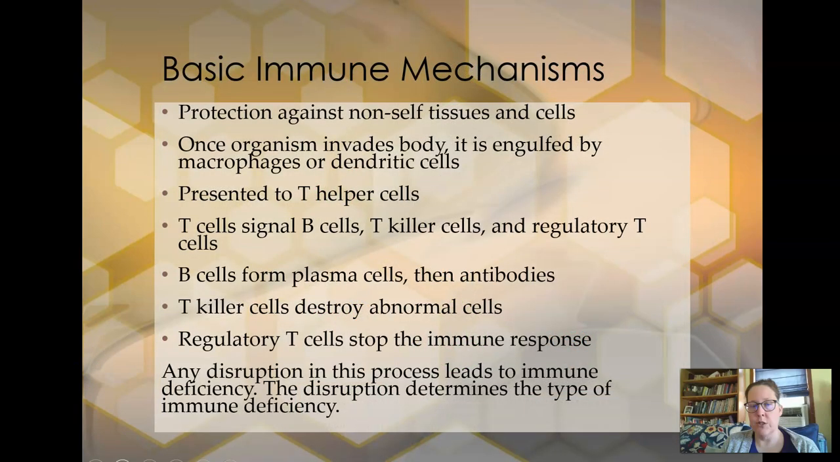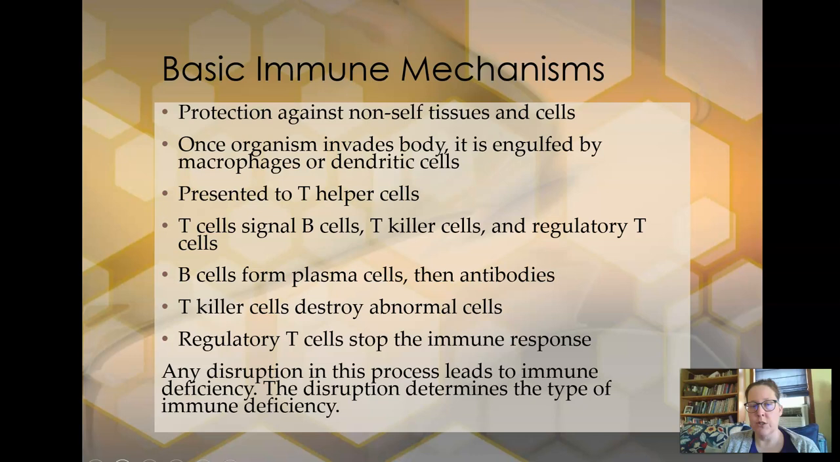Okay. So the basic immune mechanism is protection against non-self tissues and cells. Once an organism invades the body, it is engulfed by macrophages or dendritic cells, and because they're non-specific, they see, oh, this does not belong, so they just eat it up, and the macrophage will take it and present it to the T helper cell. So it presents antigens of that organism. And the T helper cells will signal to the B cells, the killer T cells, or the cytotoxic T cells, and your regulatory T cells. So we haven't mentioned the regulatory T cells yet in detail.